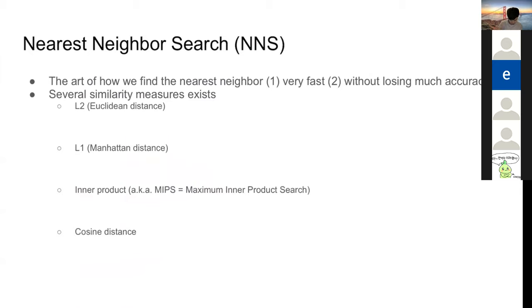Okay, so I'm going to talk about how we can do search efficiently. Suppose that we have dense embeddings. Before doing the search efficiently, I want to first define what search means. What I mean by search is that we're given some metric to measure between the query vector and the passage vector, or arbitrary vectors, and we want to measure how similar they are. There are largely four methods people use: L2 distance, L1 distance, inner product, and cosine distance.